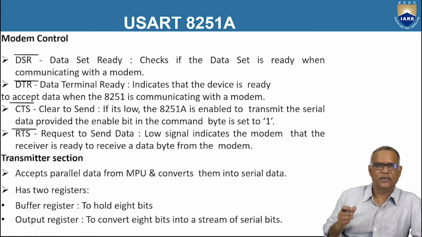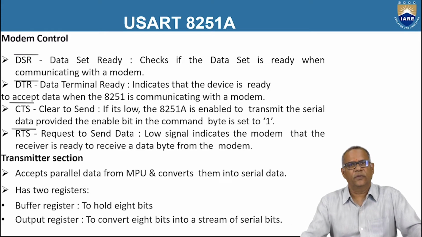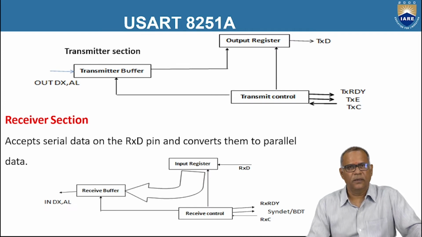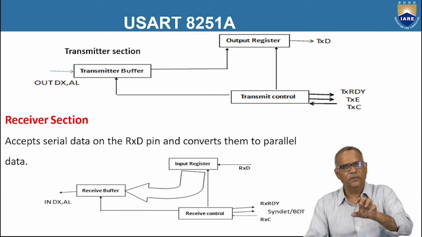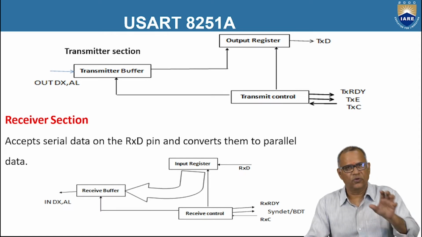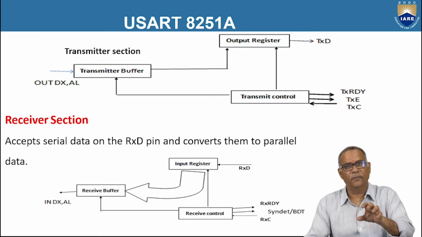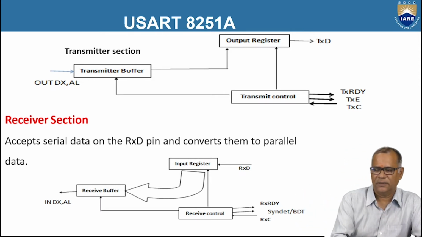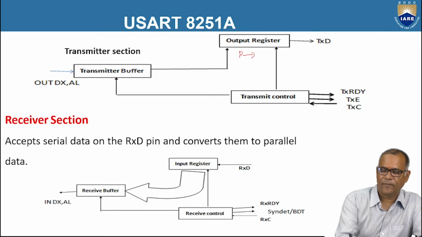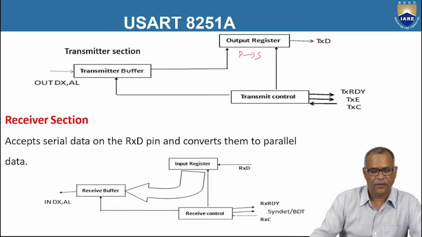And the transmitter section and the receiver section, both these sections are double buffered. There are two buffers. So coming to the transmitter section, when it gets the data from the CPU, it is stored in the register, which is nothing but a holding buffer. So from the holding buffer, it is sent to the P2S register, that is parallel to serial register, and the data is transmitted on the TXD line.